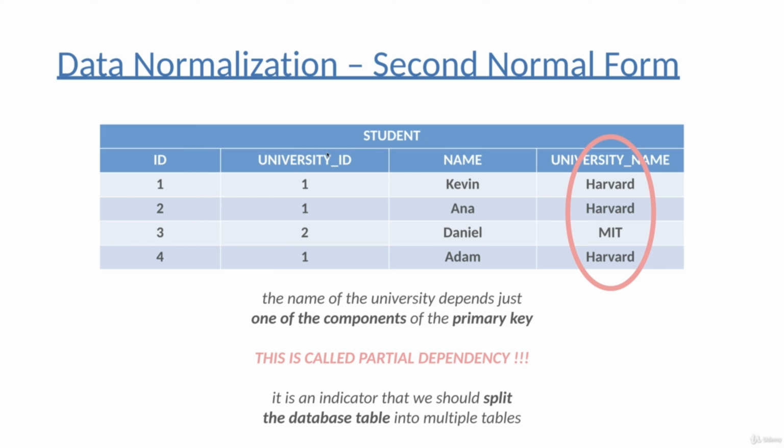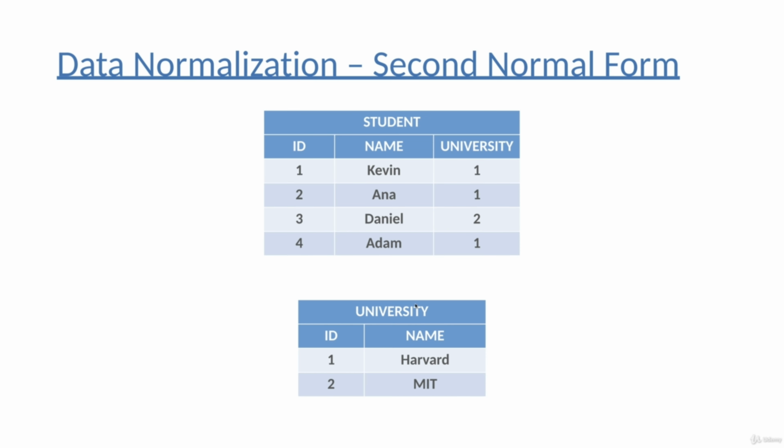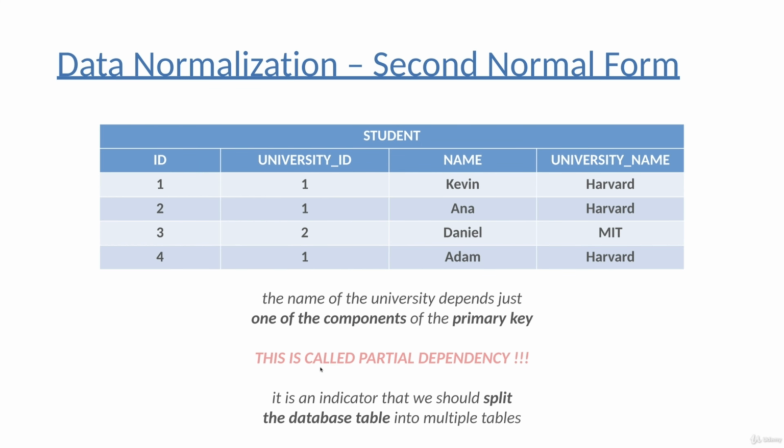And of course, it is quite straightforward in this case that the student should be separated from the university. So we could end up with something like this. We have a student with an ID, a student name, and the university is going to refer to a university in another database table. So that's all about the second normal form as far as eliminating partial dependencies are concerned.